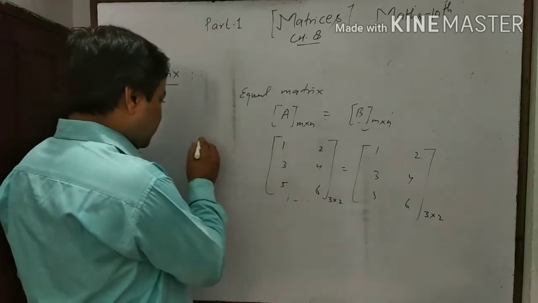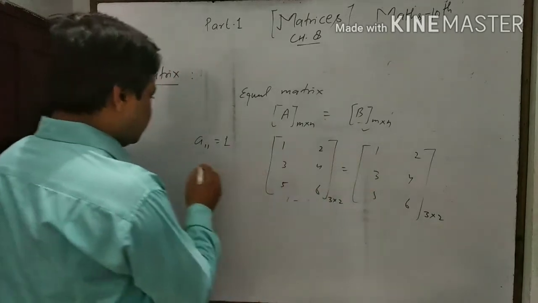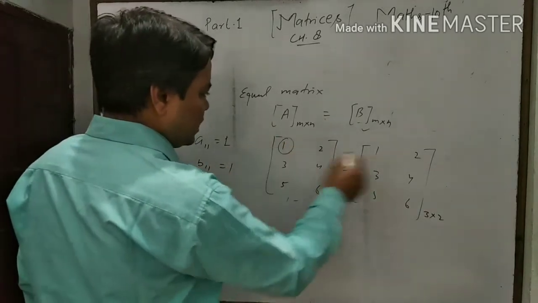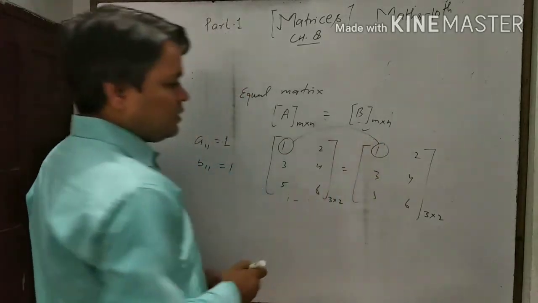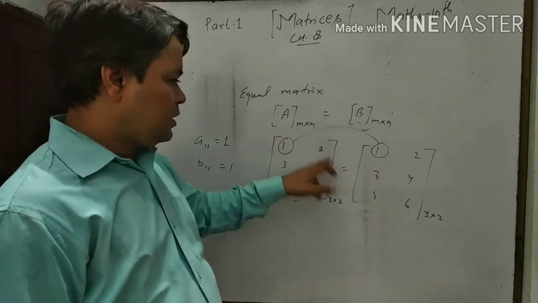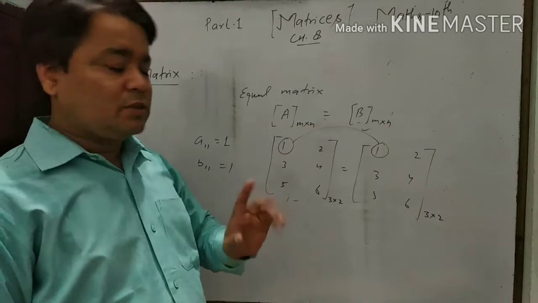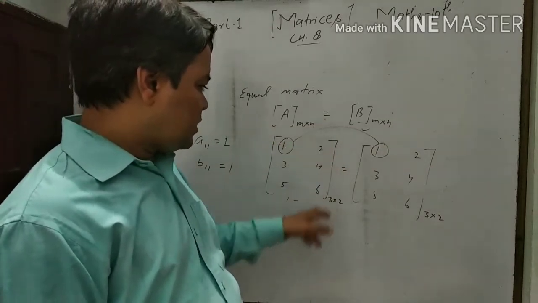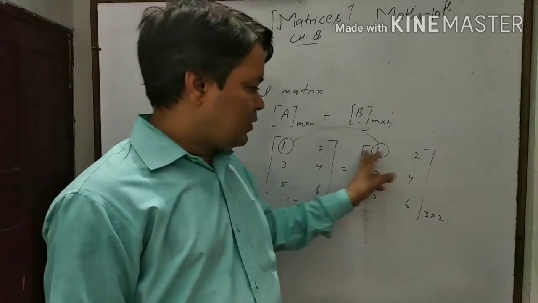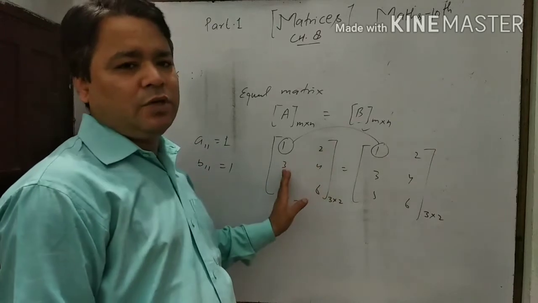Let this be A11, which is equal to 1, and here let this be B11, this is also equal to 1. This and this are corresponding elements, the element of first row, first column. Here also the element of first row, first column, and both are equal. Similarly, the element of first row, second column, that is 2, is equal to the element of first row and second column in this. Therefore, both will be equal.